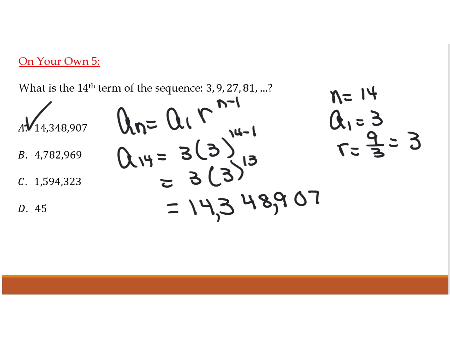When I type this into Desmos, I get a really large number because 3 to the 13th power is going to be extremely large, and my final answer is 14,348,907, which is answer A.